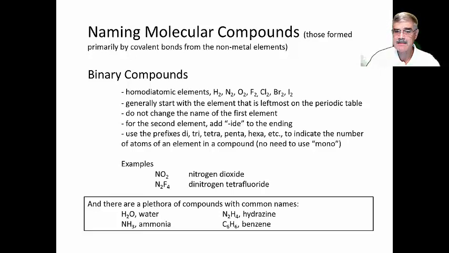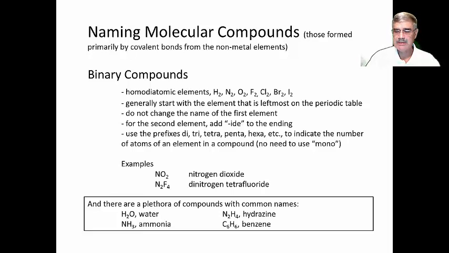When we name a binary compound, we do not change the name of the first element that will appear in the molecular formula of the molecule. We'll get to that in a second. But the second element, we add an IDE to the ending. And we use the prefixes di, tri, tetra, penta, hexa for, of course, 2, 3, 4, 5, 6 to indicate the number of the atoms of an element in a compound. Note that we do not use the term mono, or we don't use it very often, but we tend not to use mono if there's only a single.